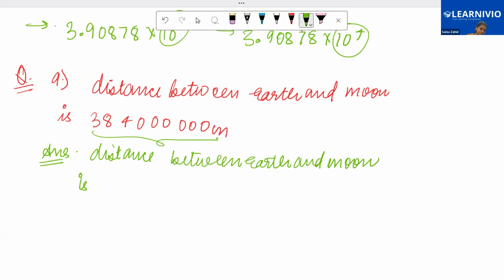So 3.84 into 10 raised to 7. 3 into 10 raised to 7. Where did 8 and 4 go? Where did 8 and 4 go? 384 into 10 to the power 6.